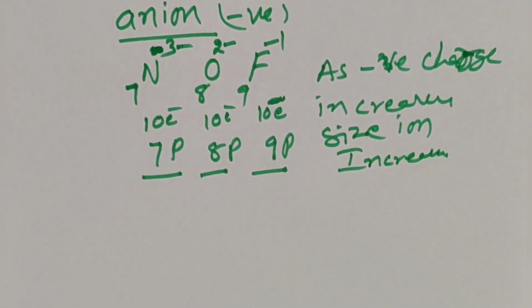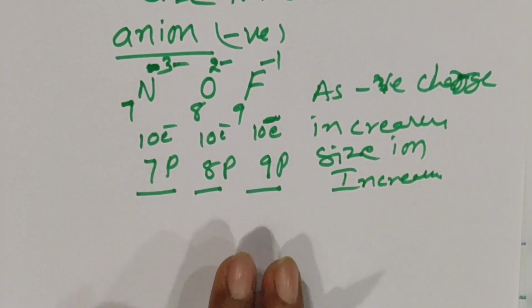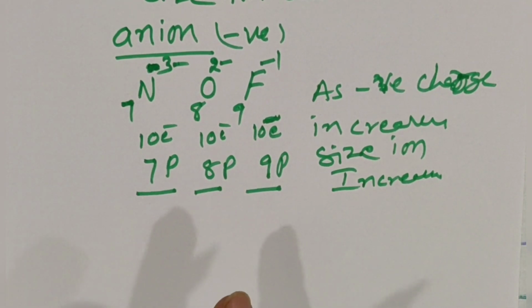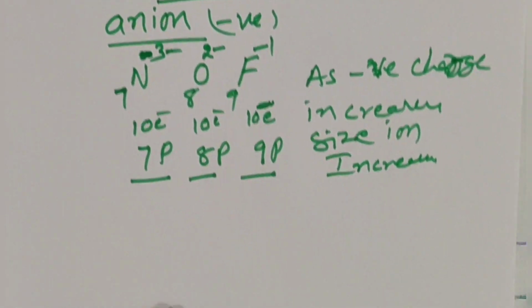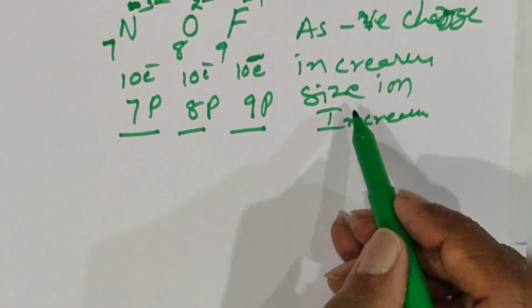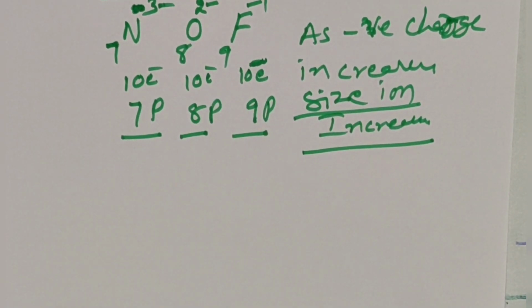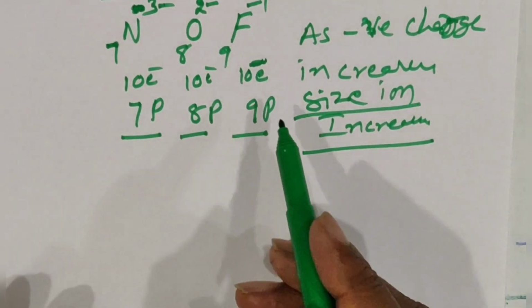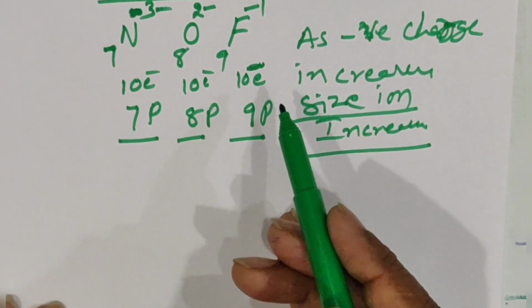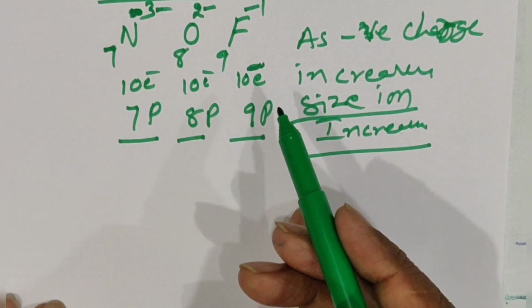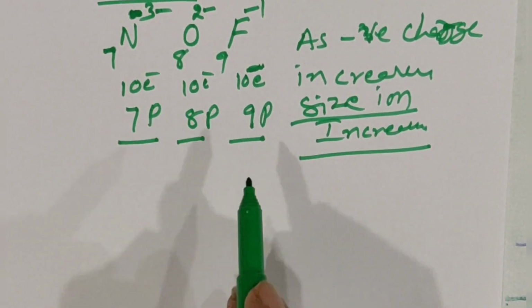You must and should remember this now. To identify the correct option, as the positive charge increases, size of ion decreases. As the negative charge increases, size of ion increases. By using this concept, you have to identify the correct option when this type of objective bit is given. Right? So this is a very, very important concept.